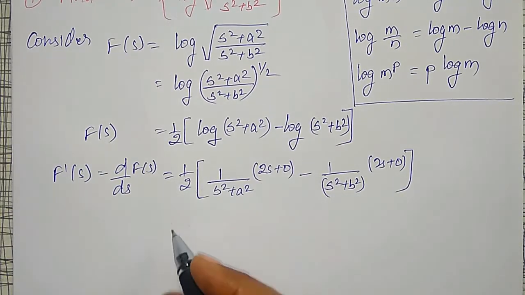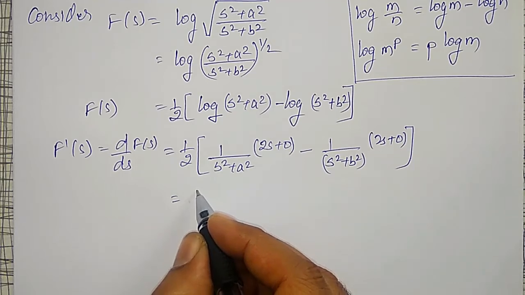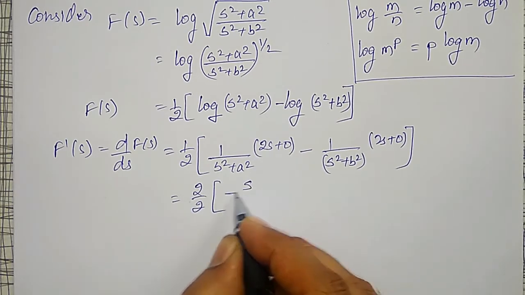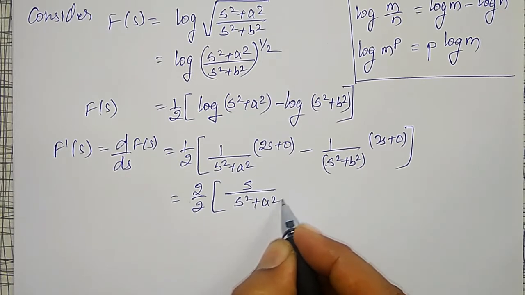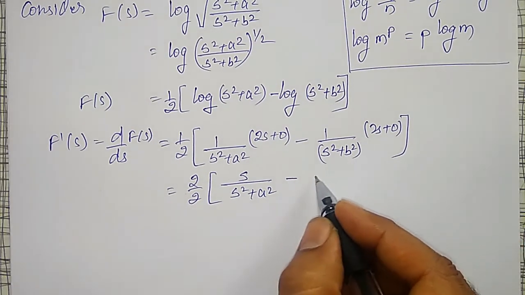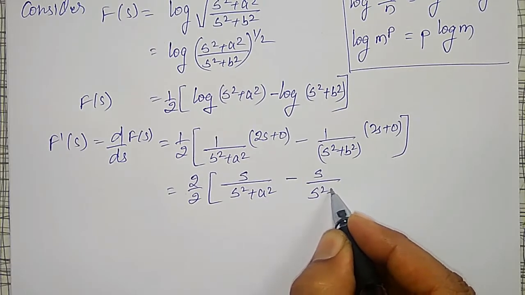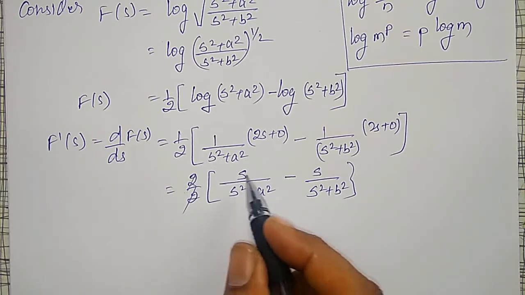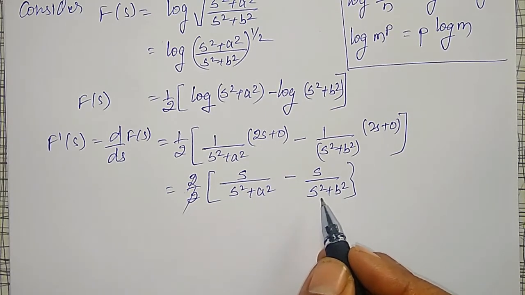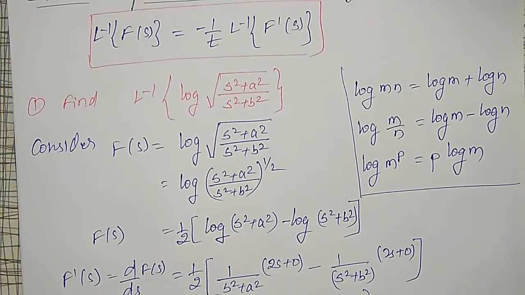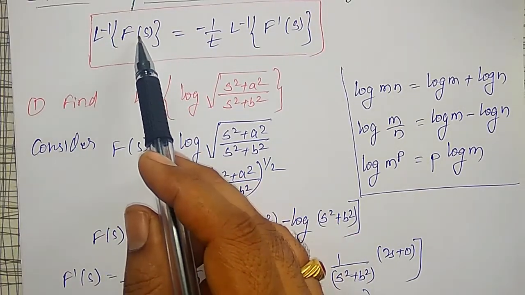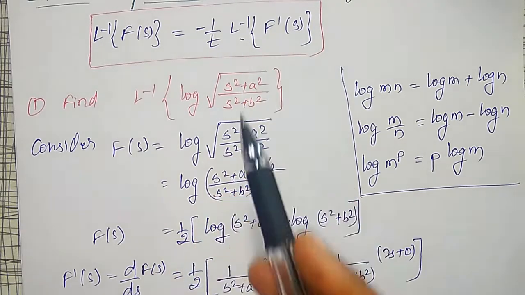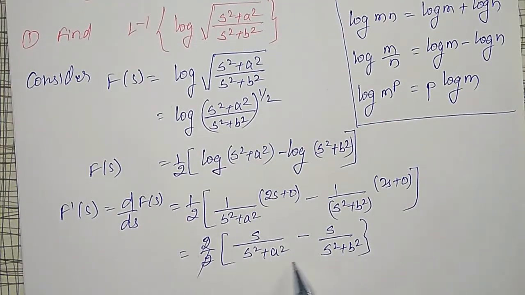2 I can take common outside. If I take 2 common, 2 divided by 2 into s divided by s square plus a square minus, here also the same, s divided by s square plus b square. Correct? 2 cancels. They are in the standard forms to find their inverse Laplace transform easily. Now using this property, inverse Laplace transform of F of s is equal to minus 1 by t into inverse Laplace transform of F dash of s. This is my F dash of s now.